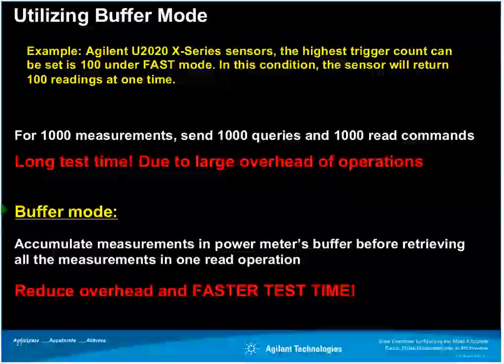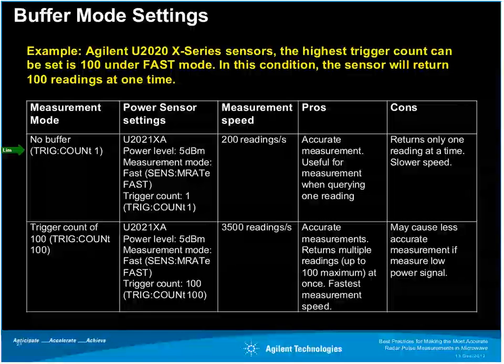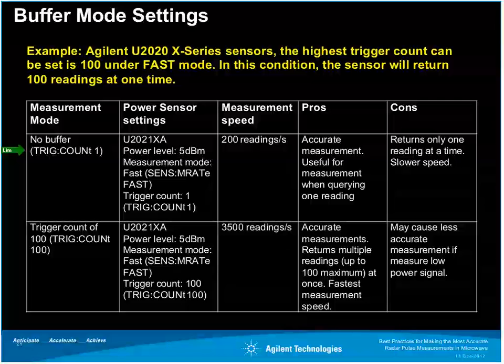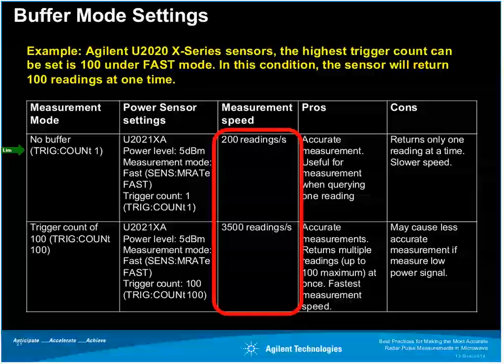The command trigger count is used to set the size of the power meter's output buffer. The default setting for the trigger count is 1. To get the fastest measurement speed, trigger count must be set to return multiple measurements for each fetch command.